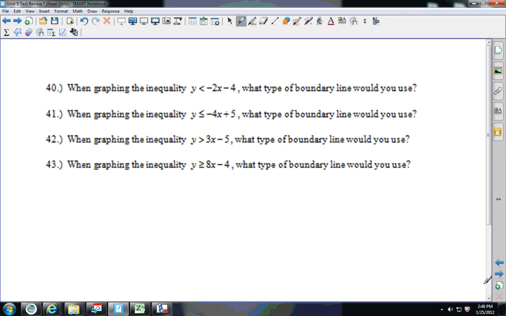Next one. If this was your inequality, what type of boundary line would you use? You would use a dashed or a dotted line, however you want to put it, because it doesn't have equal to. Now this one has an equal to, so it wants to know the boundary line. Since it says equal to, it would be a solid line because it has equal to. This one right here, it is a dashed. The next one down here, it has an equal to, so it is solid.